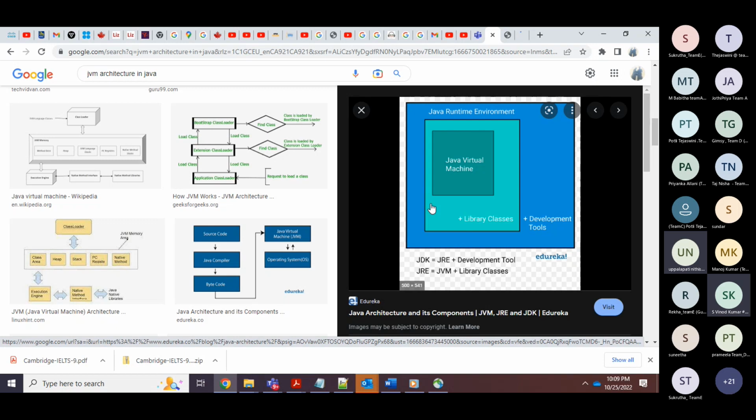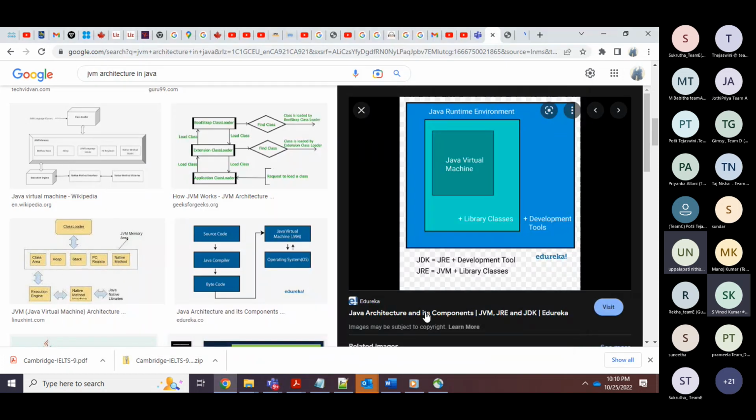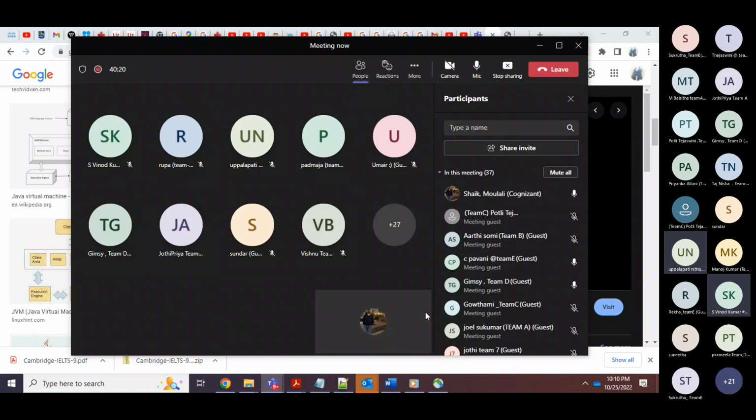So we have talked about a compiler, a JVM, and a JRE. These are the three things we talked about right now. Earlier we talked about what is a compiler and what is an interpreter. Does someone have some question? Is everyone good? If anyone has any questions, do let me know. We can discuss a lot.